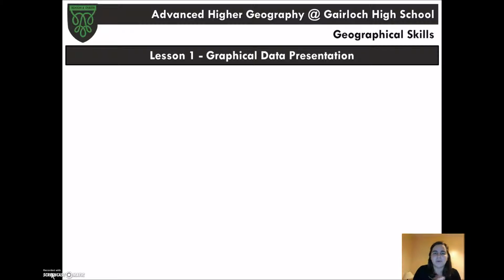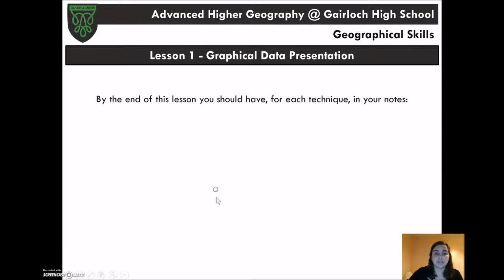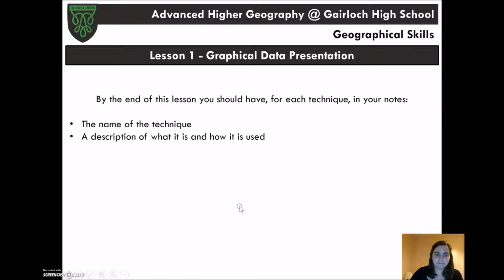It may seem a bit long, it may seem a bit complicated in places, but that's because we're building up so that we can make a really good bit of work which contributes to your final grade at the end of it. So for each of these lessons in graphical data presentation, you're going to end up with, in your notes, hopefully, the name of the technique, and a description of what that technique is and how it's used. So that's basically a summary of what it is and how we actually go about using it.